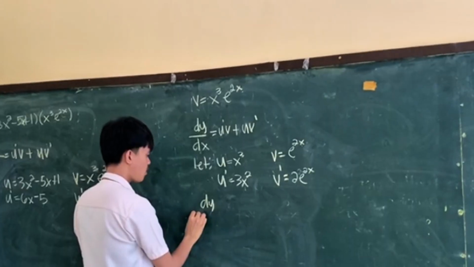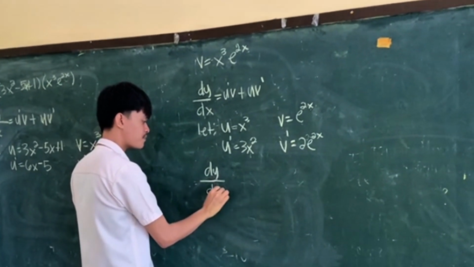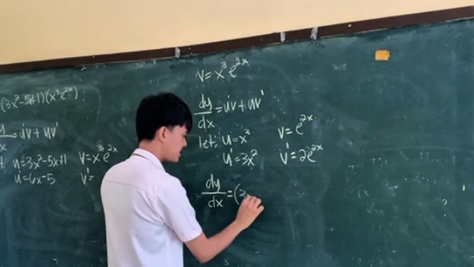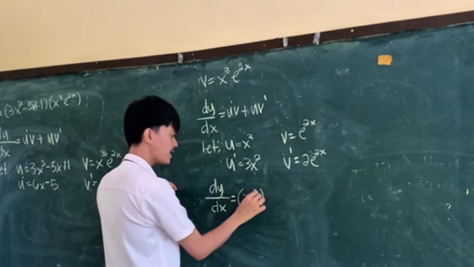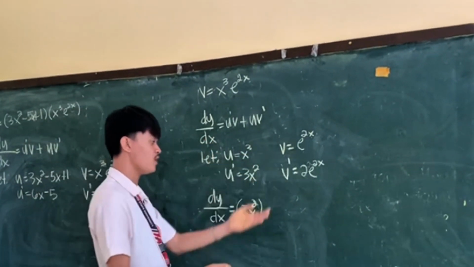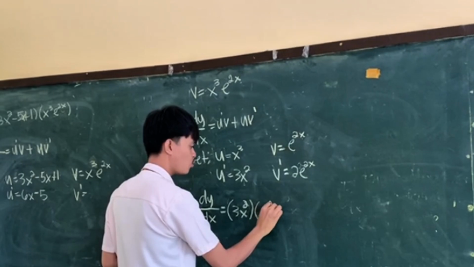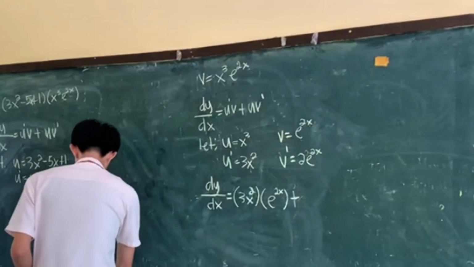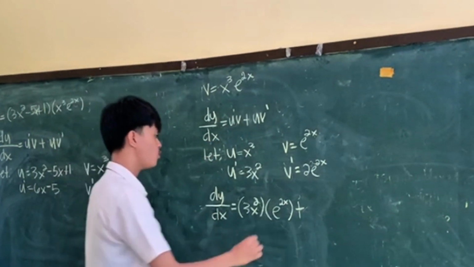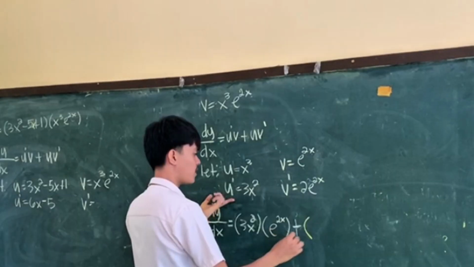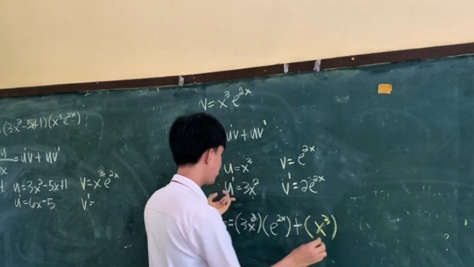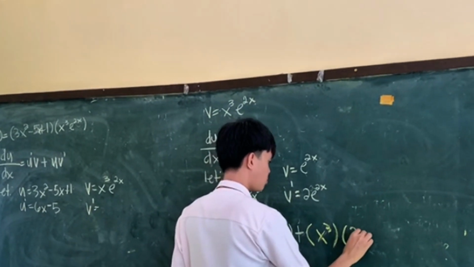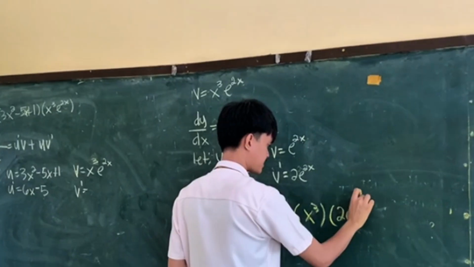So dy over dx is equal to, now the value of u prime is equal to 3x squared multiplied by the value of v, which is equal to e to the power of 2x, plus. Now let's find the value of u. Let's substitute the value of u, which is equal to x cubed, and then multiplied by the value of v prime, which is equal to 2e to the power of 2x.